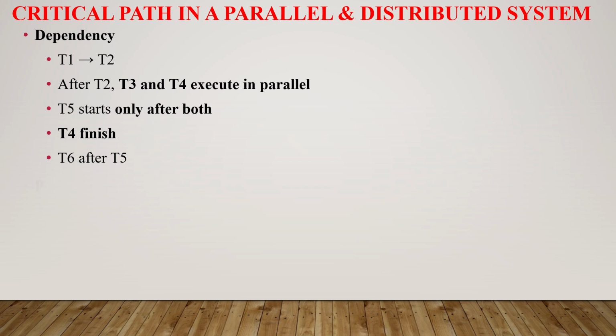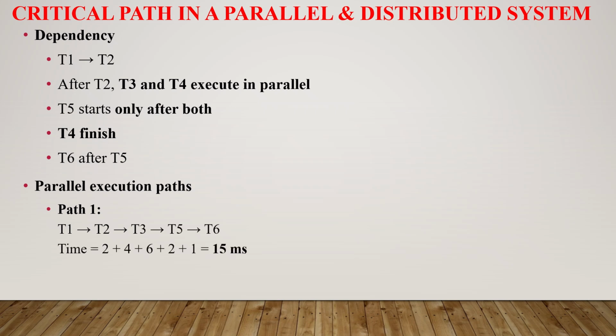Considering execution paths, path 1 is T1, T2, T3, T5, T6 totaling 15 milliseconds, and path 2 is T1, T2, T4, T5, T6 totaling 12 milliseconds. Path 1 is the critical path, so any delay in T1, T2, T3, T5, or T6 delays the whole system. Optimizing tasks improves performance in distributed systems.